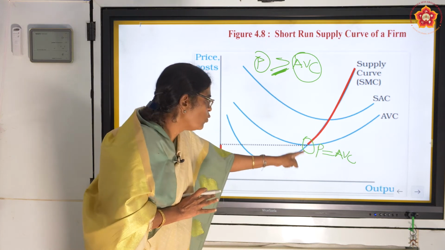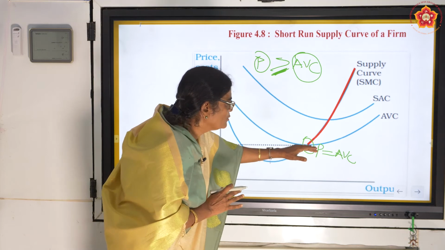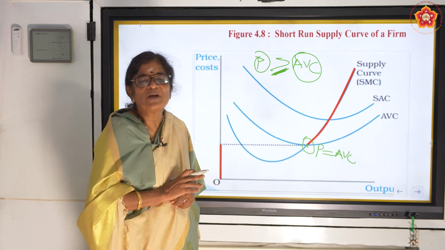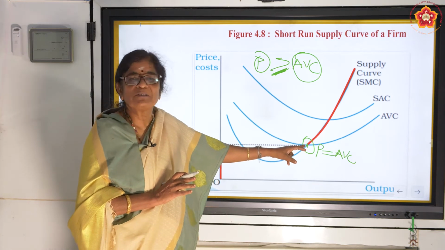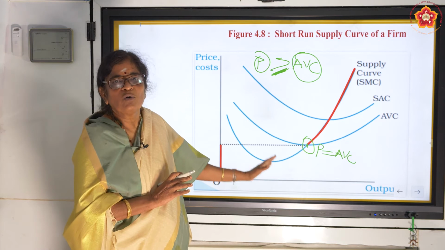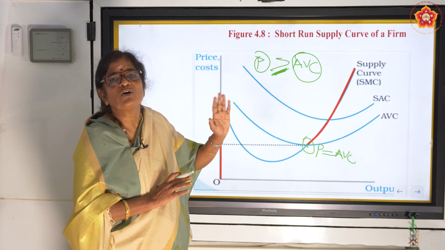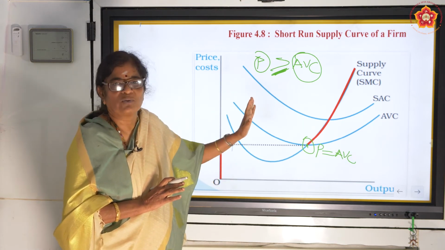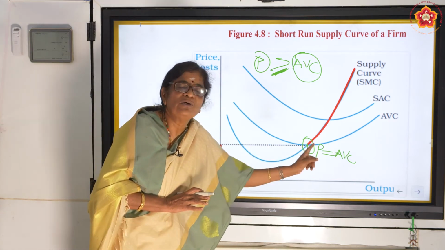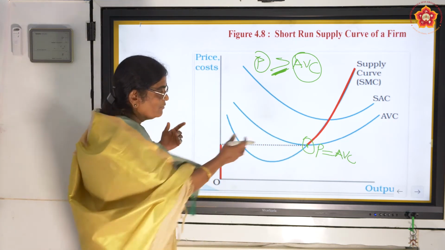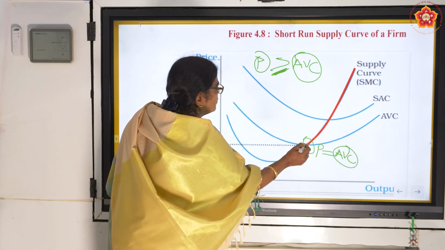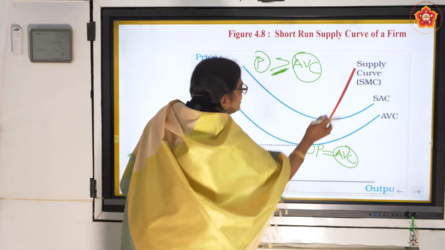But if the price is less than this point, as we will study later, this is the shutdown point. Shutdown point means at this point the firm starts to decide whether to stay in the market or leave the market and close the business without producing the particular commodity anymore. Therefore, at least the revenue should be able to cover the variable cost. Therefore, this is the starting point of the supply curve.